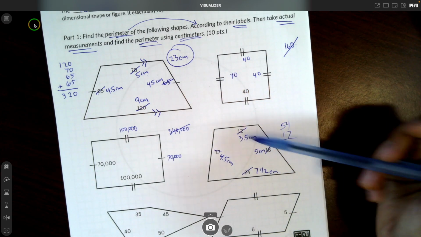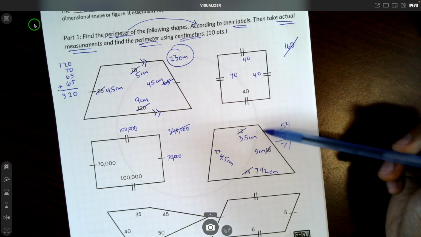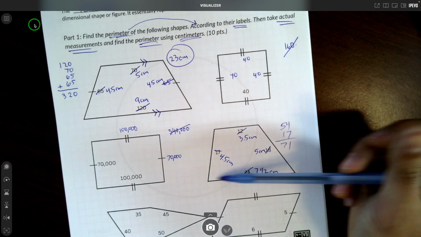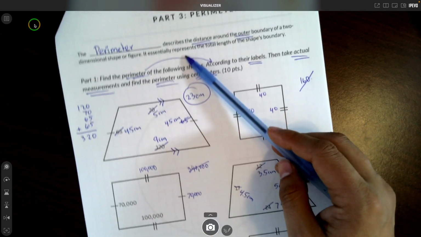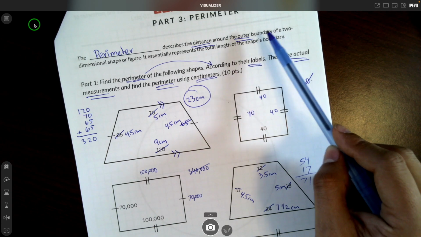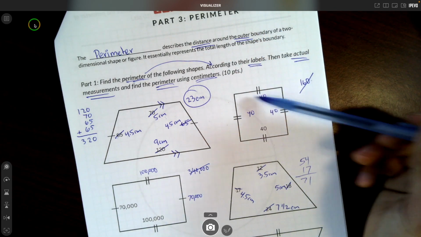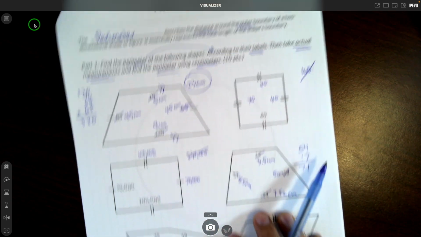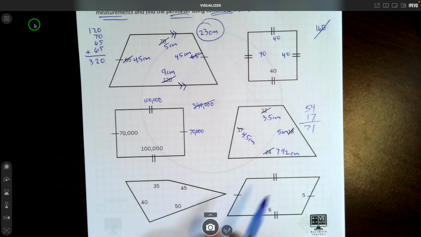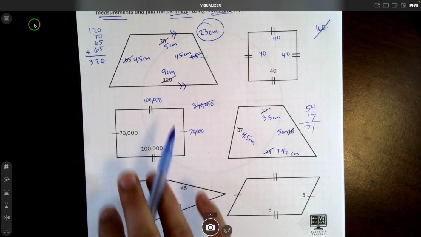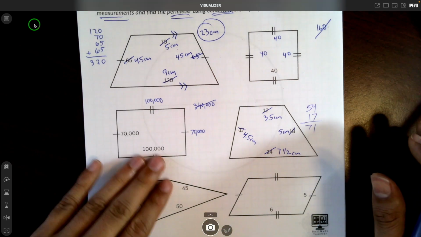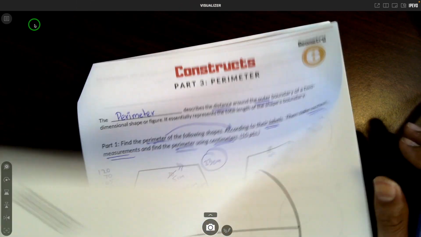Remember, the reason we're adding everything is because the perimeter is very simple to find. It's the distance around the outer boundary of an object. And so to find the total, we just have to add it up. I'm going to let you guys figure these out on your own, that way you aren't just completely copying everything that I do. And turn the page over.